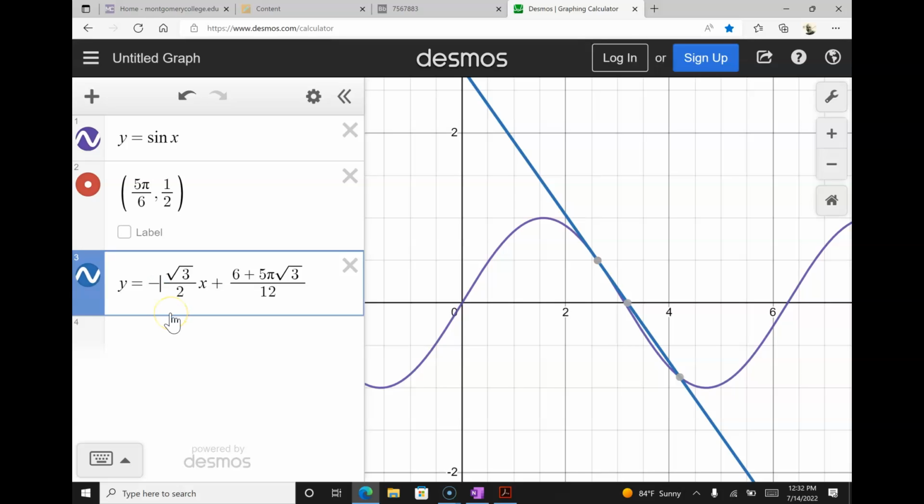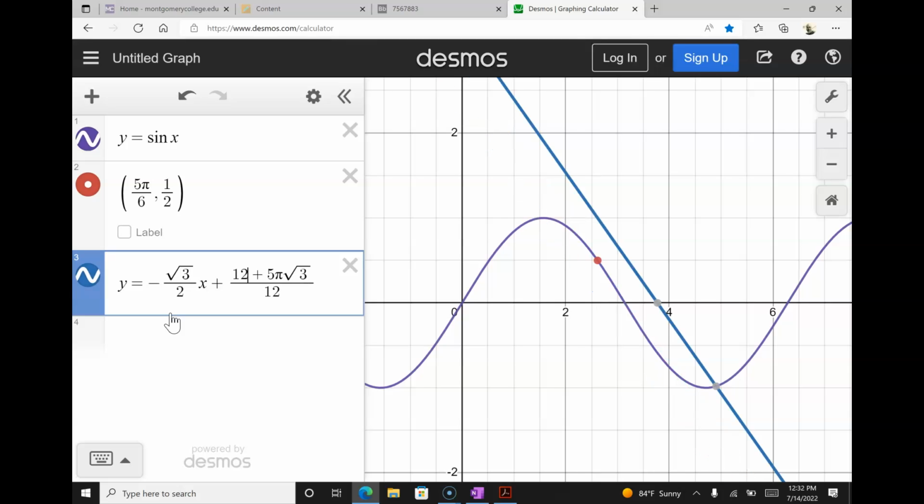Like watch for example, if I take off this negative here, right, on my slope, I clearly see it's not right, yeah? If I accidentally had a 12 here instead of a 6, you can really see if you made a mistake, it should be right, right?